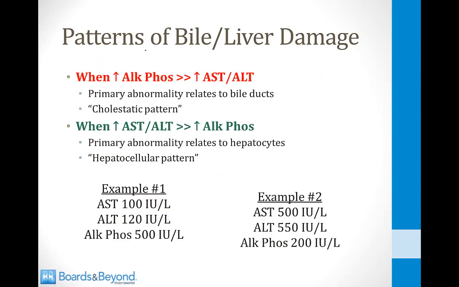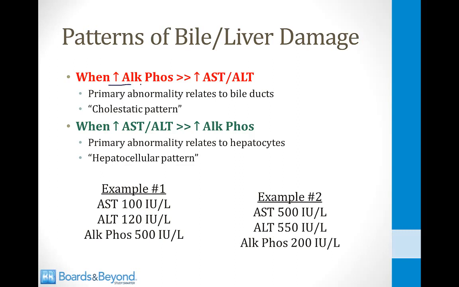So I've summarized on the screen here the two characteristic patterns of bile and liver damage, and it's very important that you understand these two patterns for Step 1 of your boards and also for clinical medicine. We often look at the ALK-Phos levels and the AST and ALT levels, and we use those levels to try and determine whether the patient's problem lies in the liver or in the bile ducts.